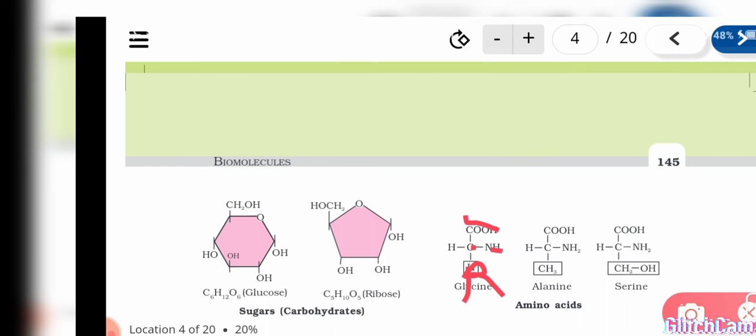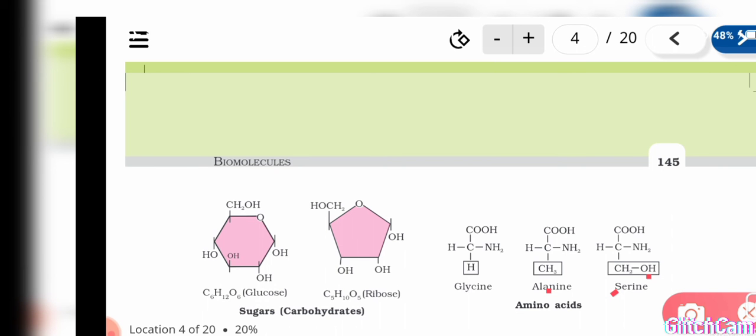So the R group in glycine is only having H, hydrogen. And in alanine, this R group is having CH3. And in serine you can see CH2OH.